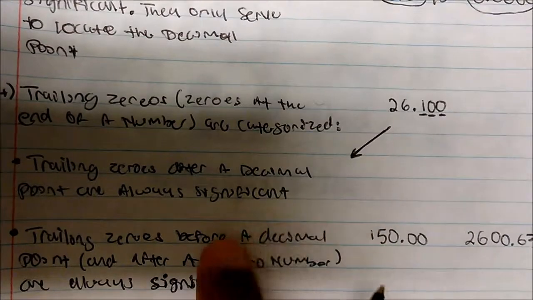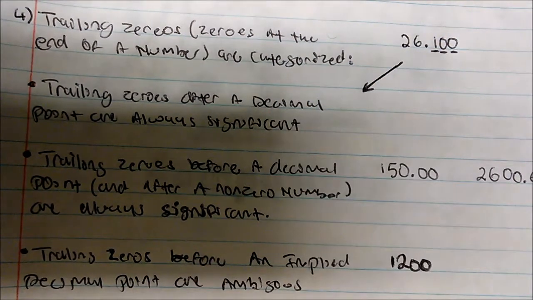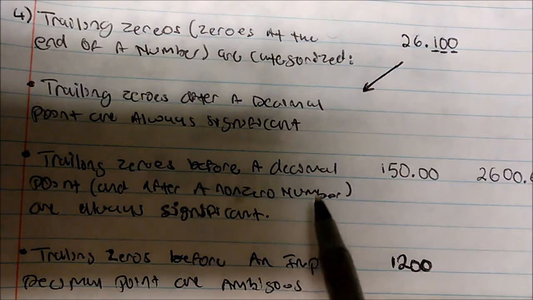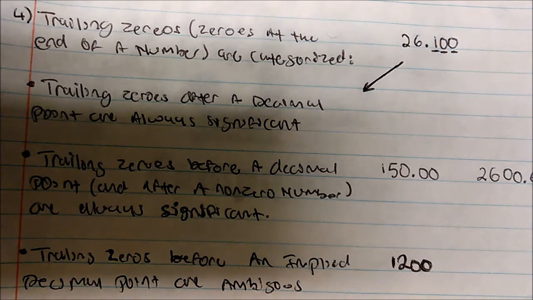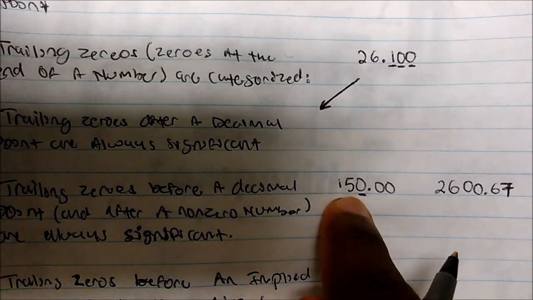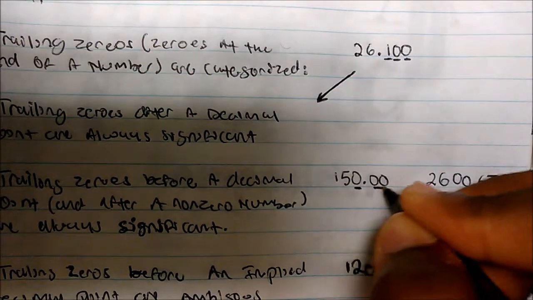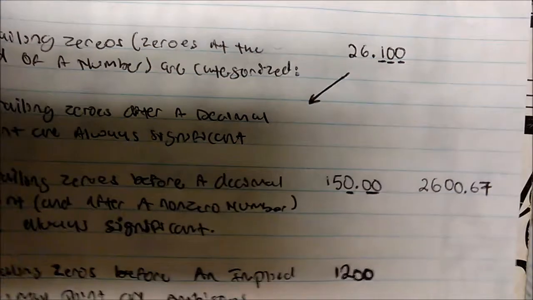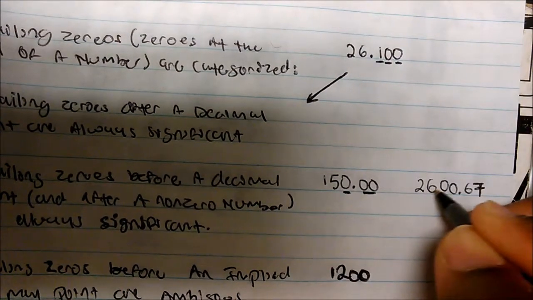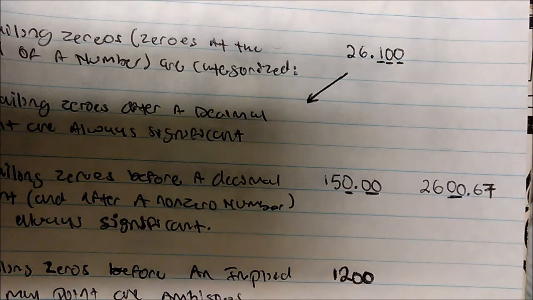That's why I mapped this to this; this actually belongs to this here for the example. Now, trailing zeros before a decimal point and after a non-zero number are always significant. So again, you can see before a decimal point, after a non-zero number, these are always significant. And we always say that trailing zeros after a decimal point are always significant. You can see that after 2 non-zero digits, we have these 2 zeros here. These are significant.